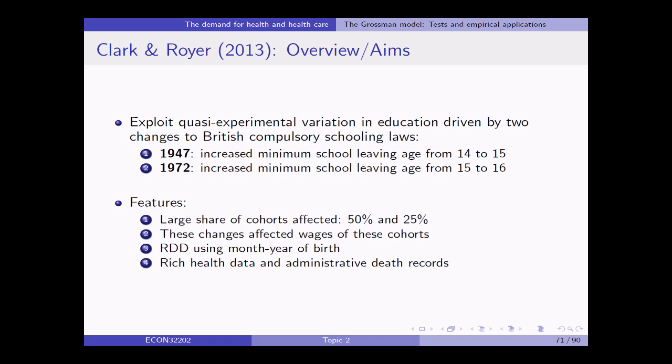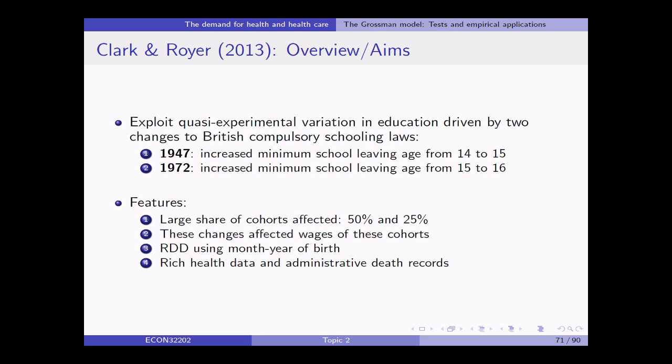Now, these are quite interesting because this increase in school leaving age from 14 to 15 affected 50% of kids. So before 1947, half of kids left school at 14. Obviously some kids would stay on and go to further education, universities, etc. But about 50% of children would leave school at 14. That means this school leaving age increase meant they couldn't do that. They had to stay for one more year of education.